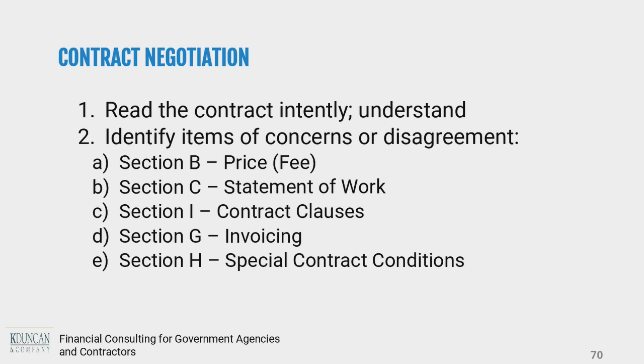Then for invoicing, in Section G, typically there are invoice instructions. And so if there's something that you want changed about the invoicing process or timing, then this is the time to do it. For example, the FAR gives small businesses the ability to invoice twice every 2 weeks at a minimum. So if that is what you want in your contract, this is the time to discuss that with the contracting officer. Whereas the original contract draft may say monthly, if you want it every 2 weeks, then this is the time to discuss that.